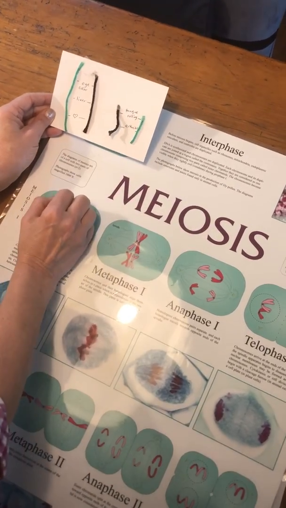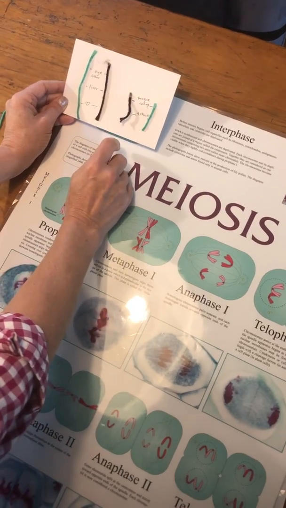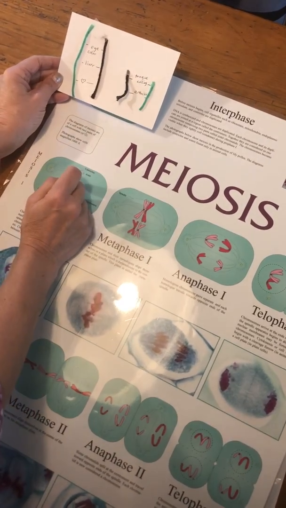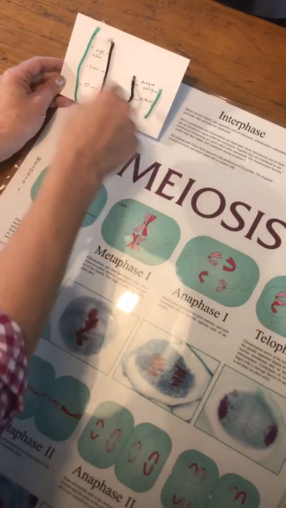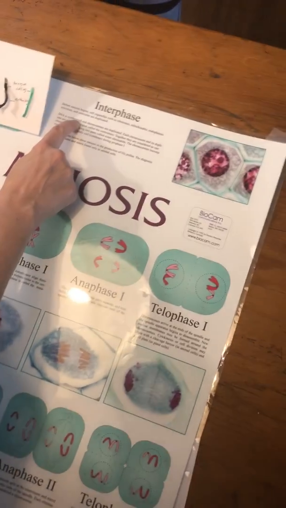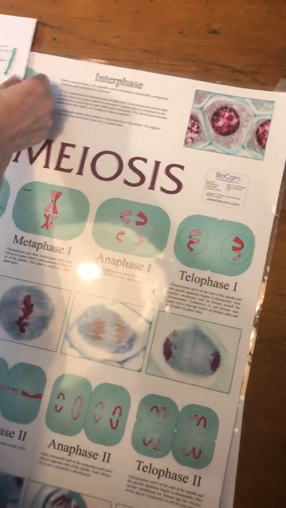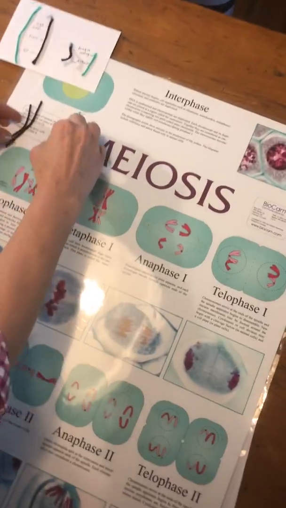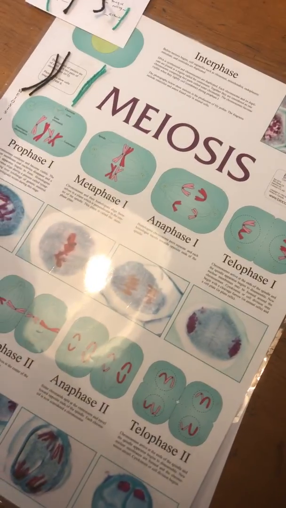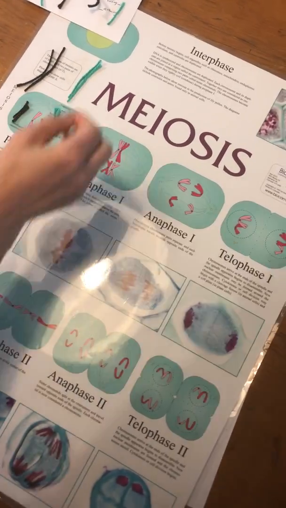These 2 are homologous to each other because they both code for tongue rolling or for the propensity to get arthritis, for instance. During interphase, they're going to synthesize and make more. So during interphase, I'm going to represent that with having now 2 of each, right? I've already started to change during meiosis. I've got 2 of each.